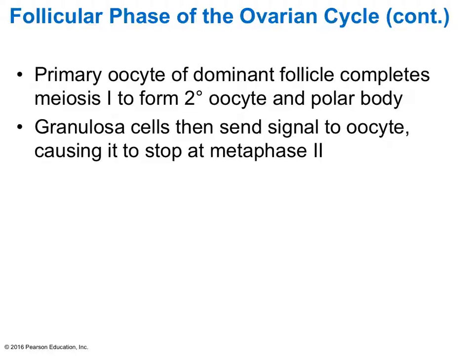Inside the vesicular follicle, the primary oocyte is going through the rest of meiosis 1. It was arrested in prophase 1. As the follicle develops, the oocyte inside is going to continue through meiosis 1 to form what's known as the secondary oocyte. And the other cell is a polar body.